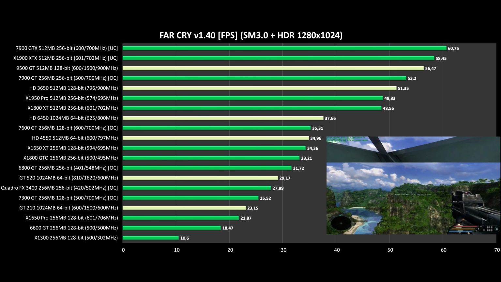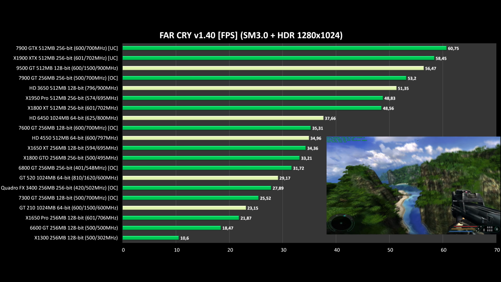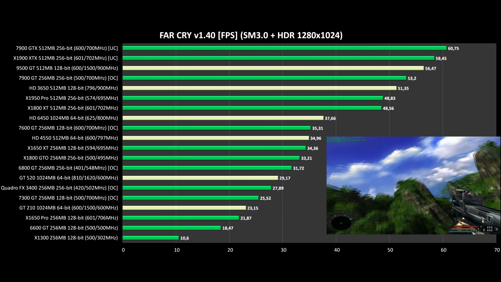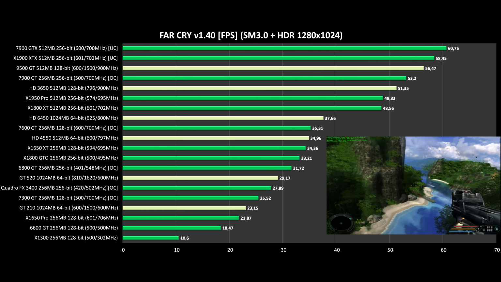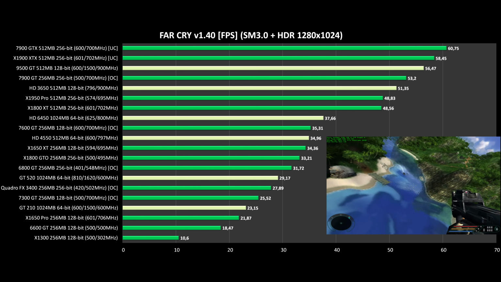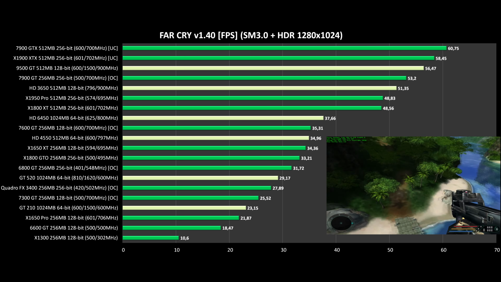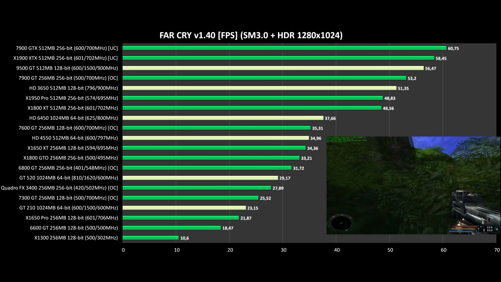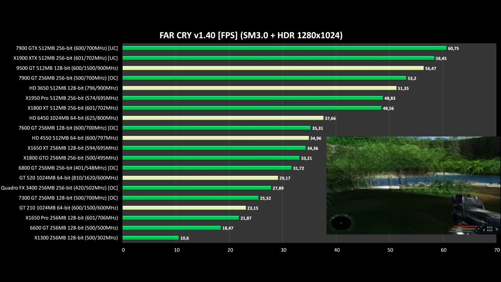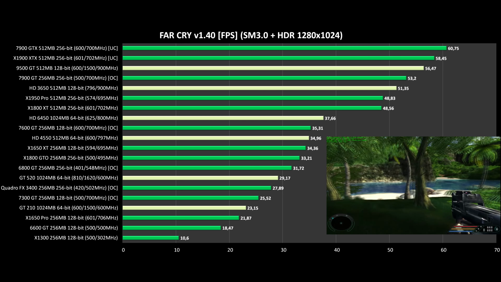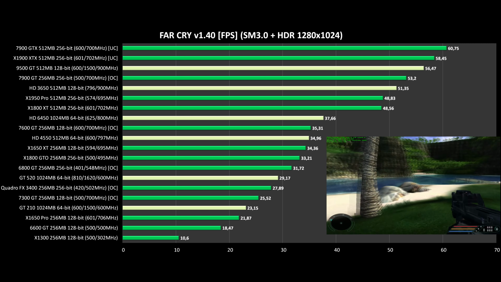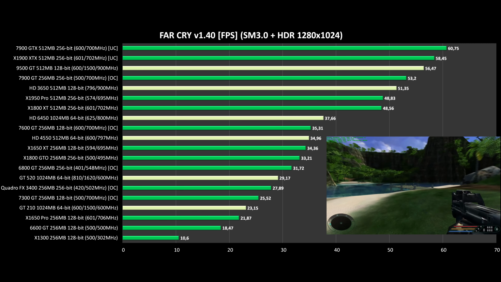GT520 is doing quite well with 29 FPS average, which positions it pretty close to an overclocked 6800 GT. HD 4550 is tied with overclocked 7600 GT and X1650 XT in performance, with HD 6450 being 7% faster than all of them.